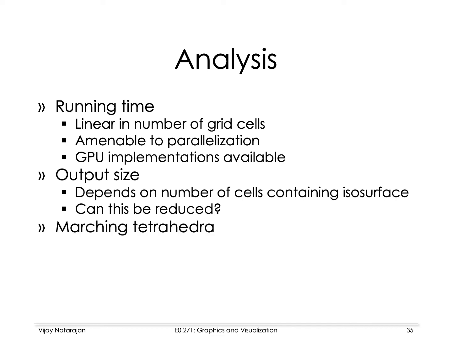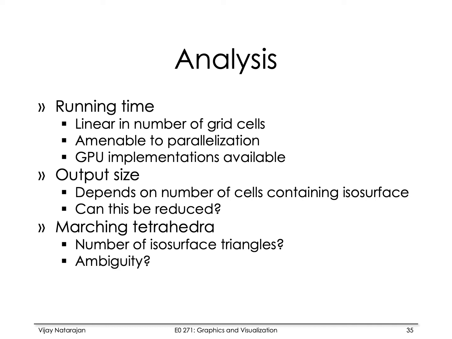What if the input is not a grid cell but a collection of tetrahedra, as in an unstructured mesh? How does this affect the output? Naturally, one can think of a marching tetrahedra, a variant of the marching cubes, where you march through each tetrahedron and report the isosurface. How does this affect the number of isosurface triangles? Is there ambiguity? Is that an issue here? What about runtimes? So these are all valid questions. Again, we will talk about marching tetrahedra very briefly in the next couple of slides.